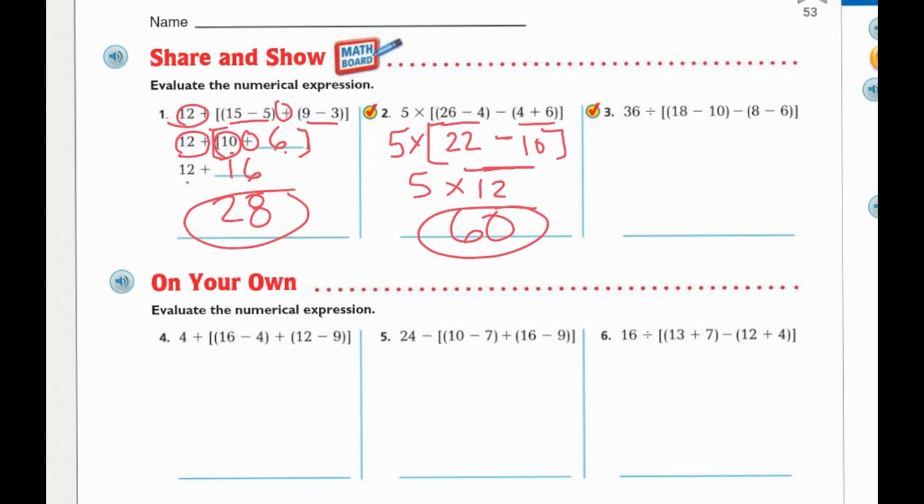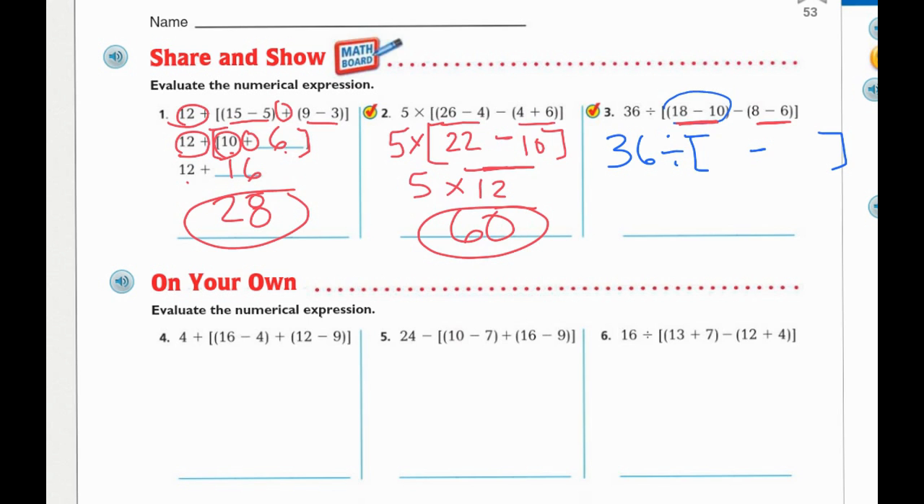Okay, let's look at the next one. I think I'm actually going to do the steps in different colors so it'll make it a little easier. So my first step is going to be doing what's inside the brackets, okay? So let me first rewrite the problem down. Okay, hold on. Change my color here. Okay, so I have 36 divided by the bracket, and I have this minus symbol.